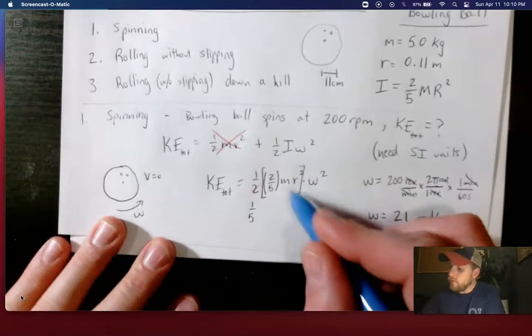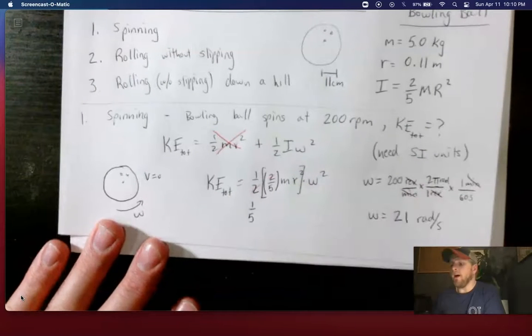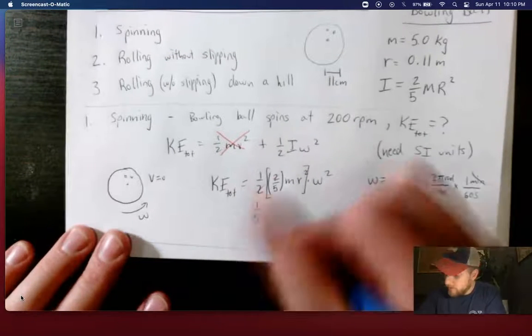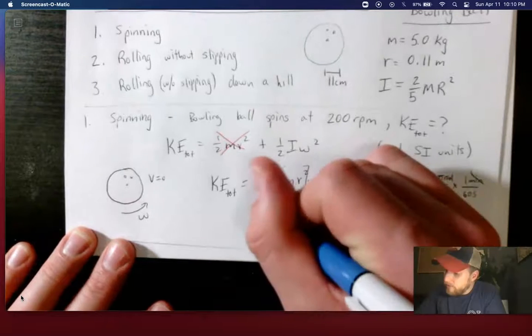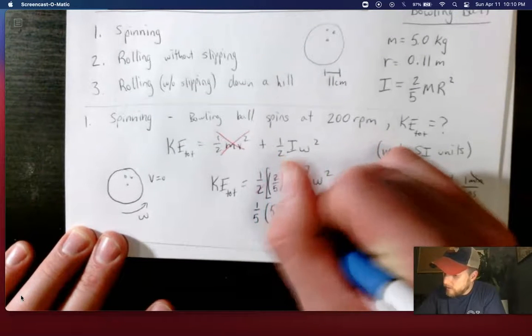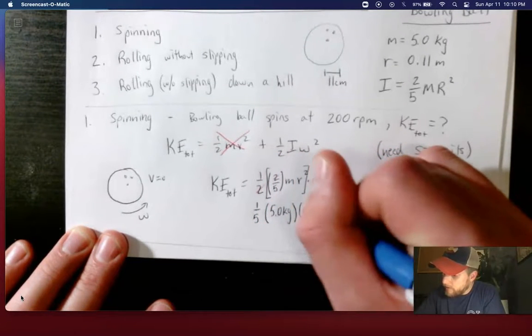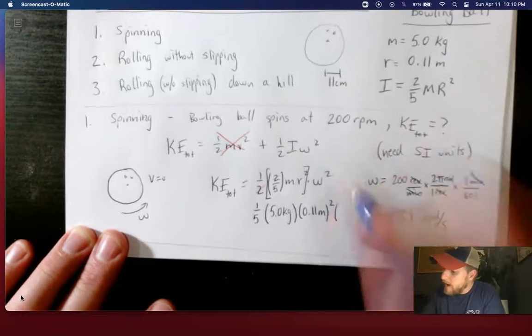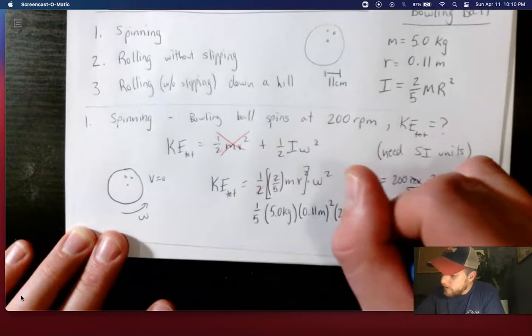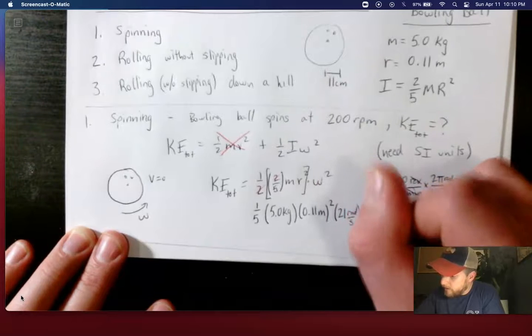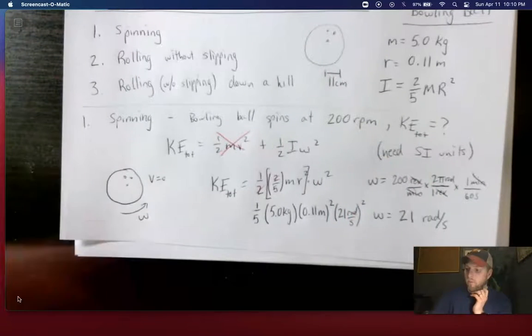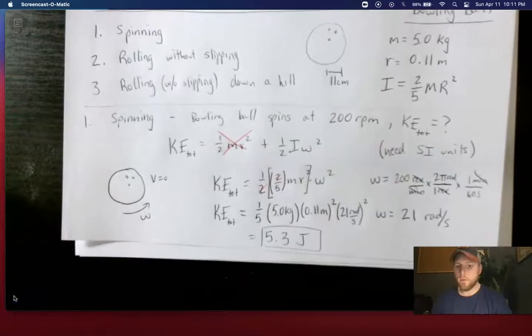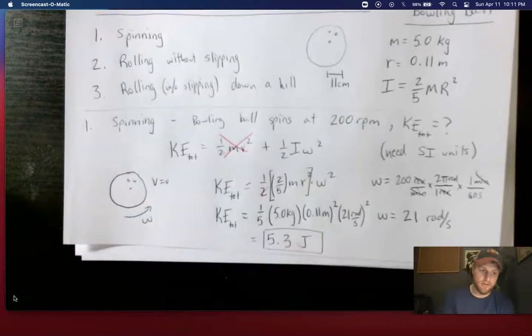I'm going to rewrite this including the mass, the radius, and our angular speed in radians per second, which I've just calculated. So our mass is 5 kilograms. Our radius is 11 centimeters, 0.11 meters. Don't forget to square that. And then we've got 21 radians per second all squared. We'll punch that in and get our result. We ended up with 5.3 joules of rotational kinetic energy. Remember, we didn't have any translational kinetic energy.